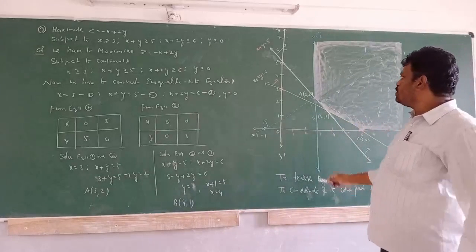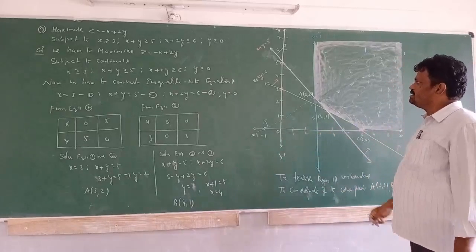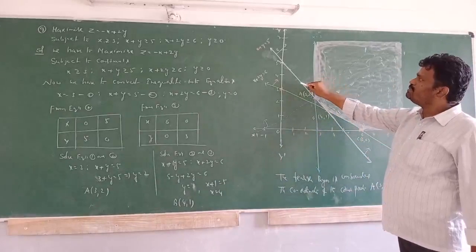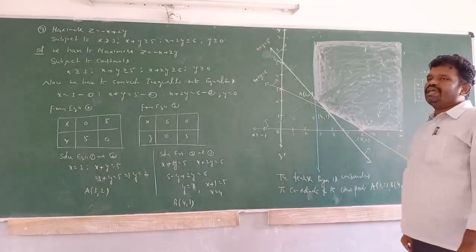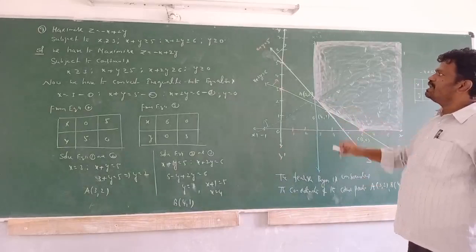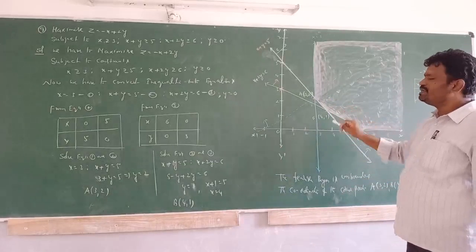So after that, if you want to find out the point of intersection, this line and this one, x plus y is equal to 5, both are intersecting at a point. And similarly, x plus 2y and this line x plus y is equal to 5 are also intersecting at this point.